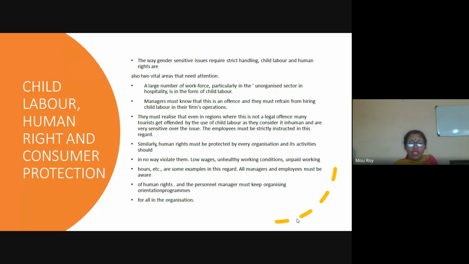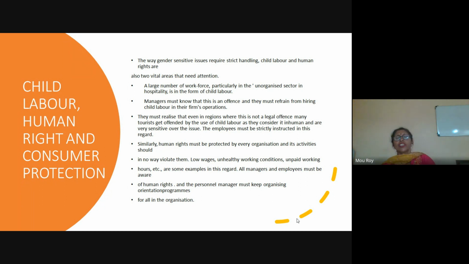Low wages, unhealthy working conditions, unpaid working hours, etc. are some of the examples. Suppose you are working for a retail outlet, and there is a lot of flow of customers, so sometimes they have to stay long hours. In that case, women especially should not be told to stay for long hours, and they should be given that much facility. Especially for cleaning those retail outlets, they hire child labor who are hardly 18 years old. This spoils the image of the organization. You should be very aware of all these.